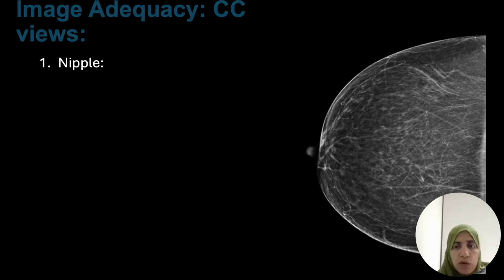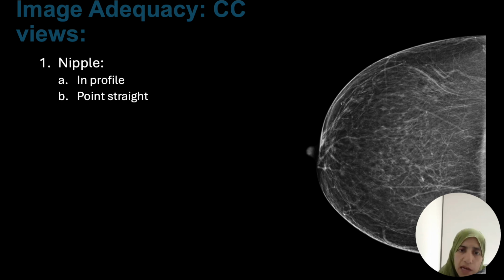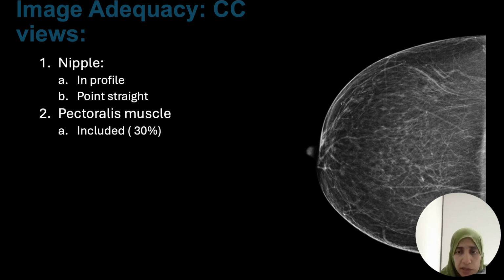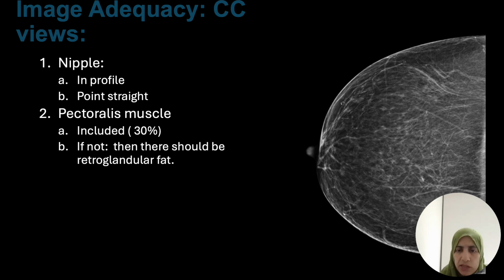For the CC view, also we have other factors that we look at to make sure that the image is adequate, and we start with the nipple as well. It has to be in profile and it has to point straight. And the pectoralis muscle, we want it to be included, but unfortunately, you cannot get it in all patients. Approximately 30 percent of patients get it included.